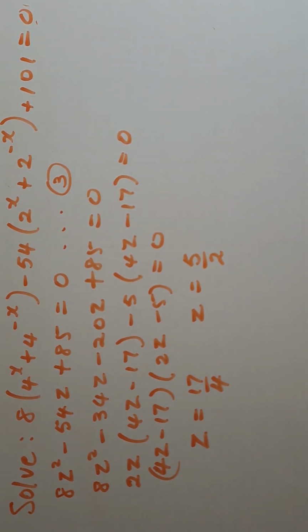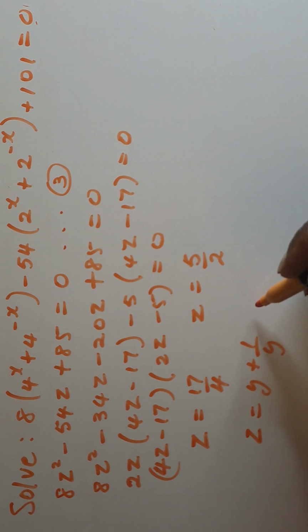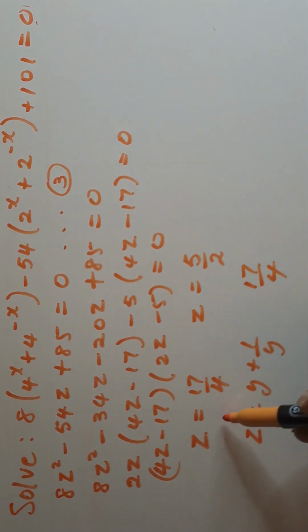But in addition to this, we have to evaluate what Z is. And we know we're given in the part 1 video that Z is equal to Y add 1 over Y. And so now we can calculate for Y here. You can write this now as 17 over 4. So we're doing it for this value of Z, and then we'll follow it by the second value of Z.